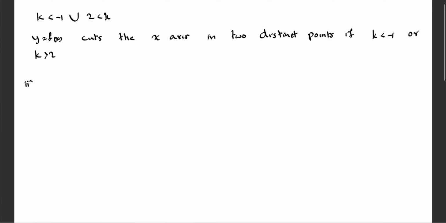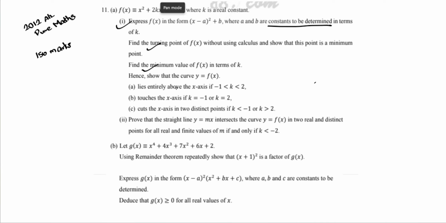Next, Roman 2. Prove that the straight line y equals mx intersects the curve y equals f(x) in two real and distinct points for all real and finite values of m. Okay, let's read the question again. Prove that the straight line y equals mx intersects the curve y equals f(x) in two real and distinct points for all real and finite values of m if and only if k is lesser than minus 2.